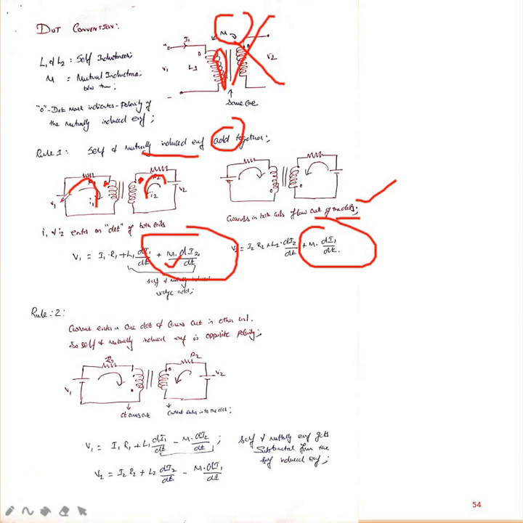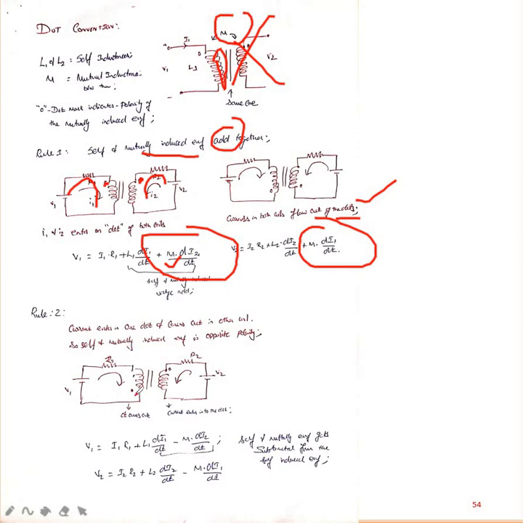So what is on the left hand side? The left hand side is V, which is equal to the current flow through the resistance, plus L1 di1 by dt, plus M, the mutual inductance, times di2 by dt. This you can also write.